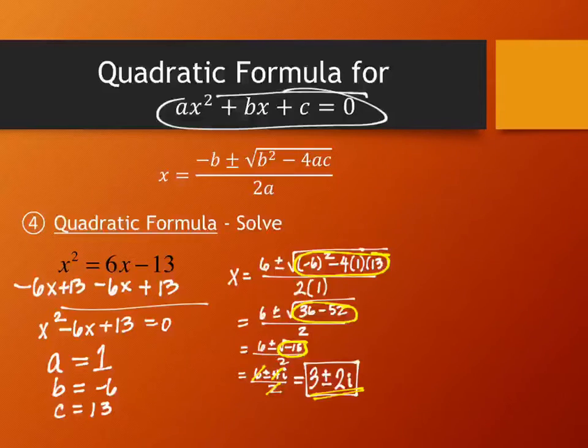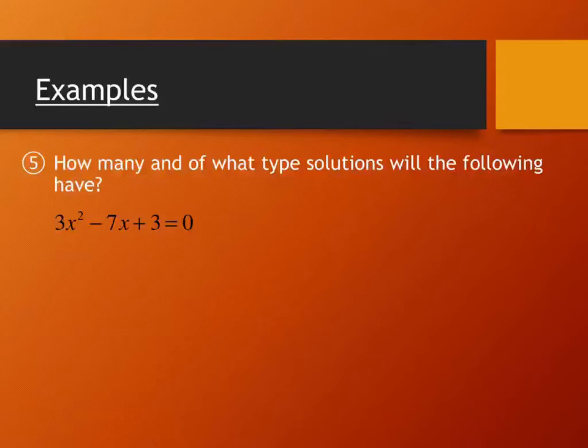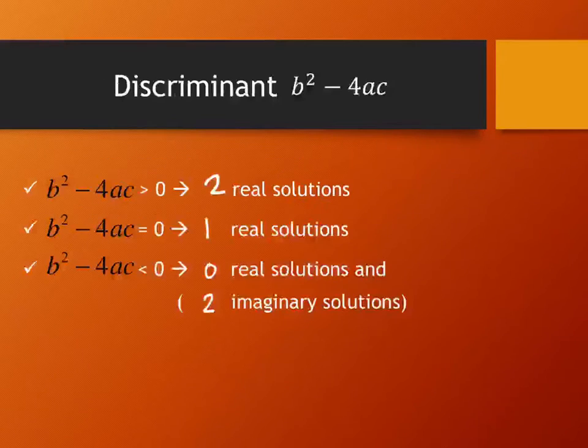So if you're not asked to actually find the solutions, and you're just asked how many and what type they are, then you don't need to do the whole problem. You just need to do the discriminant portion of the problem. And that's exactly what happens on problem number 5. It says, how many and of what type solutions does the following have?